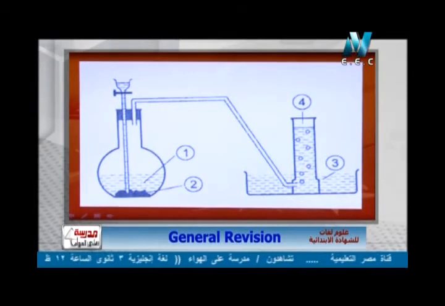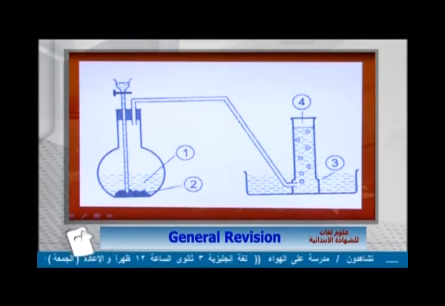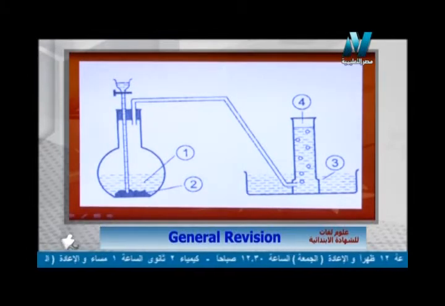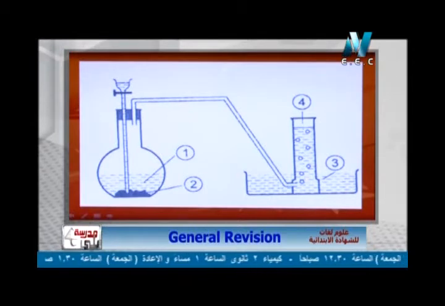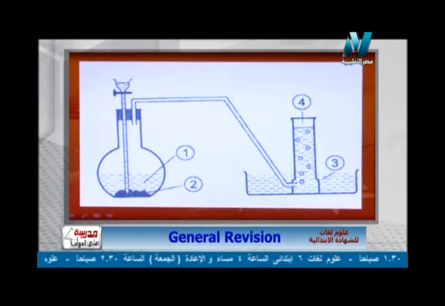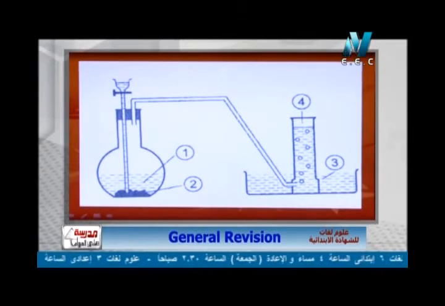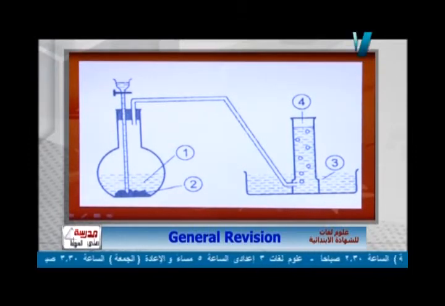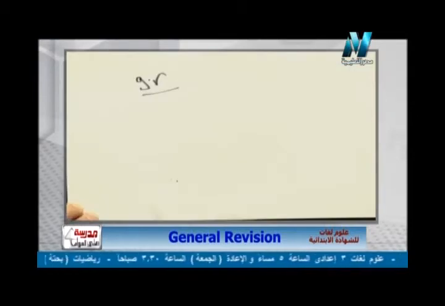So here I have the preparation of oxygen gas from what? From a very important material which is called hydrogen peroxide in the presence of manganese dioxide powder as a catalyst. So here I have a very important give reason question and also a what's meant by question. Number one, let me write this. Give reason.